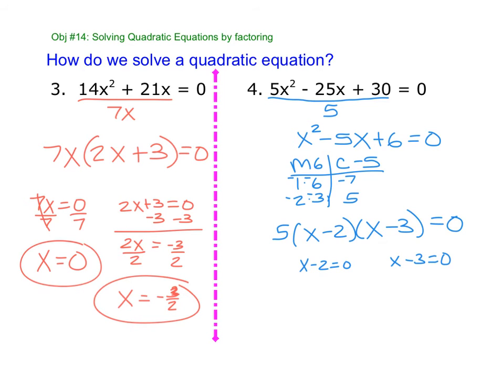Now some students try to set 5 equal to 0, but notice there's no x with it, right? You're not solving anything. Does 5 equal 0? No. So you can just ignore that 5 that's out front. It doesn't really do anything. All right, so we're going to add 2 to both sides to solve. X equals 2. Add 3 to both sides to solve. X equals 3. And we are finished.